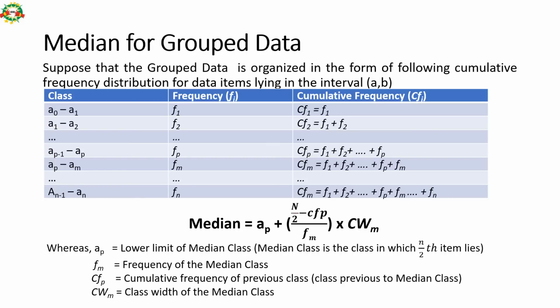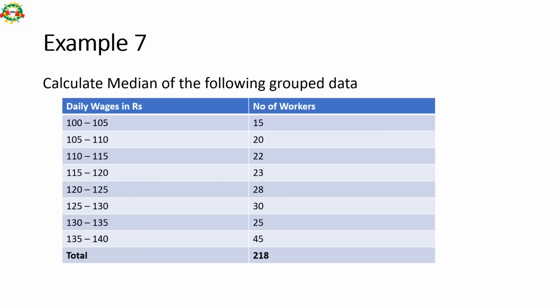FM, frequency of the median class. So this is the frequency. Cumulative frequency of the previous class, CFP, this one, if you see my cursor, and then class width of the median class. Class width of this median class. This is the median class. Let us see with the help of an example. So this is the grouped data. Let us see.